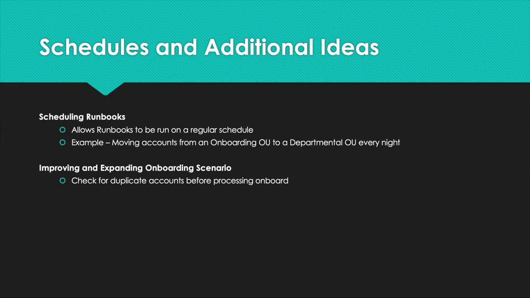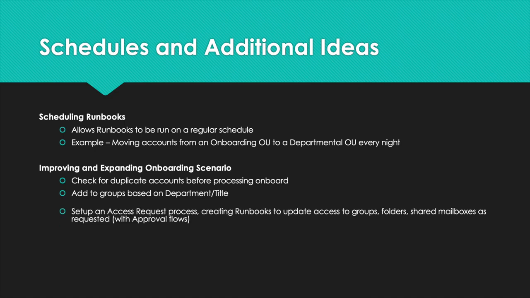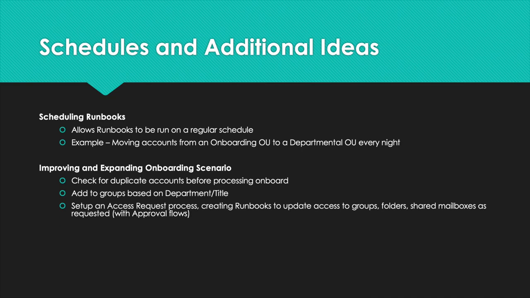To expand upon the onboarding scenario, we could check for duplicate accounts before an onboard is processed. We could add the account to groups based on the input, department, and title. We could set up an access request process, creating runbooks to update access to groups, folders, shared mailboxes as requested. Even with approval flows, if we decided to integrate with SharePoint and PowerAutomate. We could create an offboarding process, essentially reversing everything we did in onboarding, disable the account, convert it, move it, whatever we need to do within our automated process.